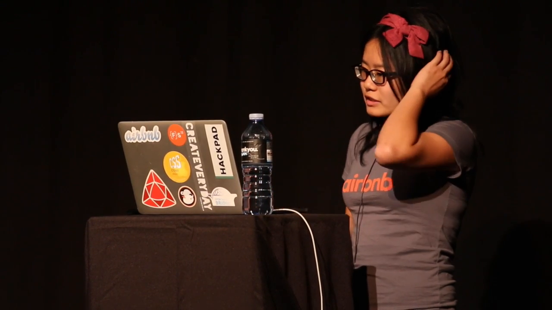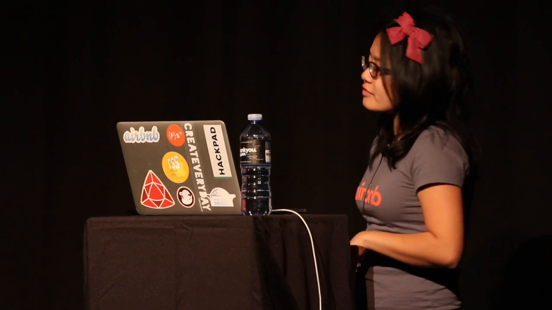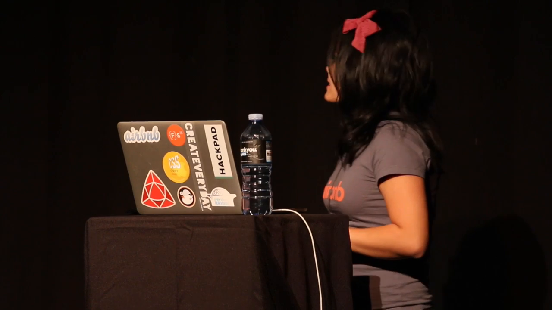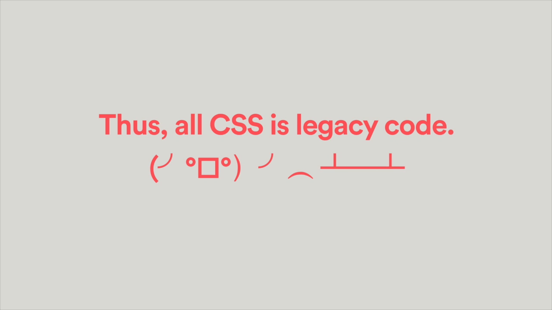That's something that can be really valuable for CSS changes, just because it can be difficult to know what kind of changes you have. Whenever I talk about CSS, I always go back to this quote by Michael Feathers saying that legacy code is untested code. 99% of the time when we write CSS, we don't test it. So I'll say that most CSS is legacy code, flip table.